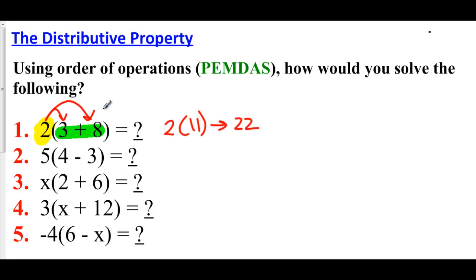Distribution says we can take this 2 and apply it to the 3 by multiplication, and apply it to the 8. So then we have 6 plus 16. All I did was double the 3 and the 8. If you add those together, you also get 22. Notice you get the same answer. And we could do the same thing here.